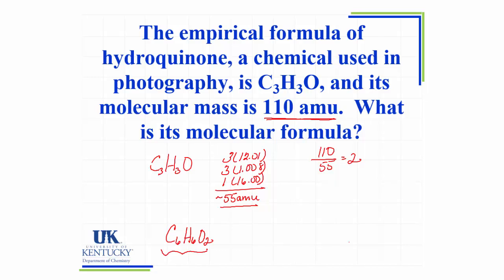If we want to check our work, we can go back and say 6 times 12.01 plus 6 times 1.008 plus 2 times 16. And when we add these values up, we find that the molecular mass for this compound is 110.1 AMU. So we can see that our final formula for our compound has a molecular mass which matches that given in the problem.